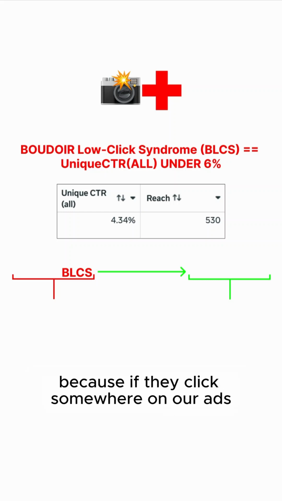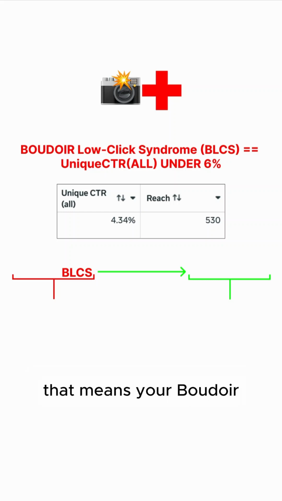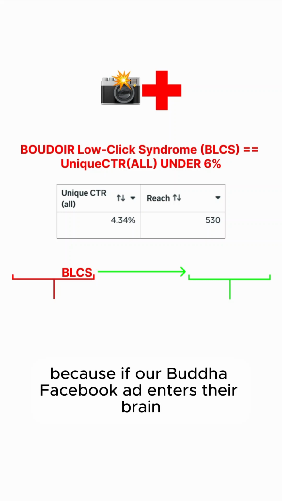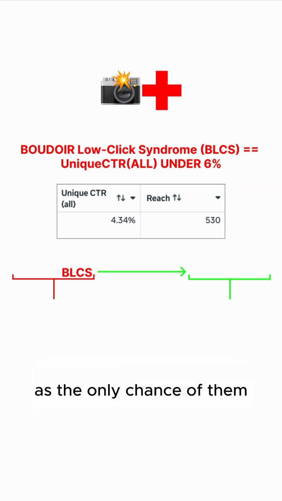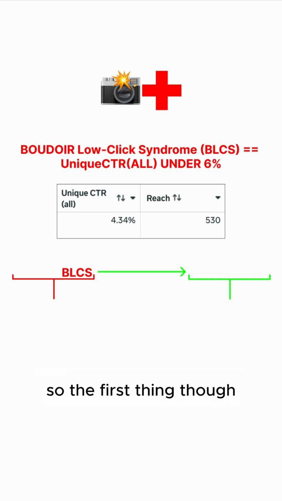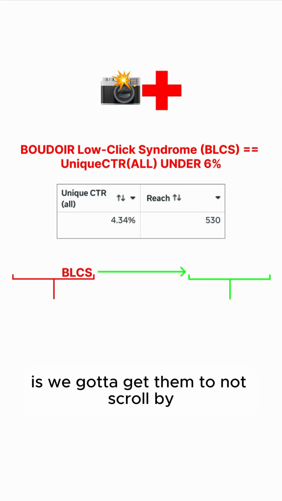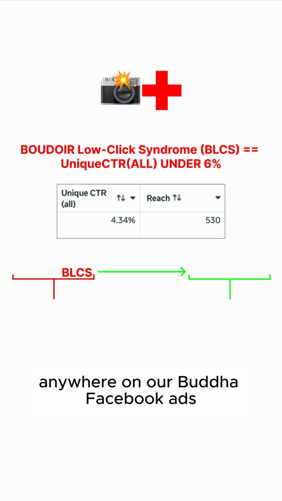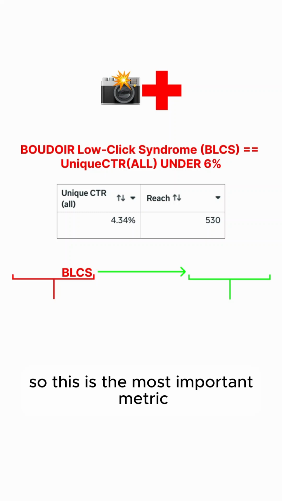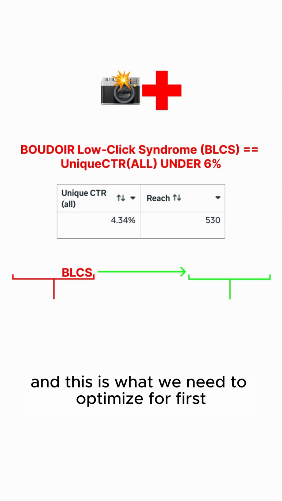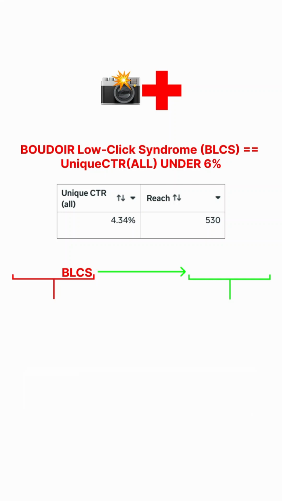Now we care about this because if they click somewhere on our ads, that means your Boudoir Facebook ad has entered their brain. And if our ad enters their brain, that's the only chance of them buying from us being greater than 0%. So the first thing is we've got to get them to not scroll by and instead click somewhere, anywhere on our Boudoir Facebook ad. This is the most important metric that we look at first when advertising, and what we need to optimize for first. It's the highest leverage activity we can do for all of advertising.